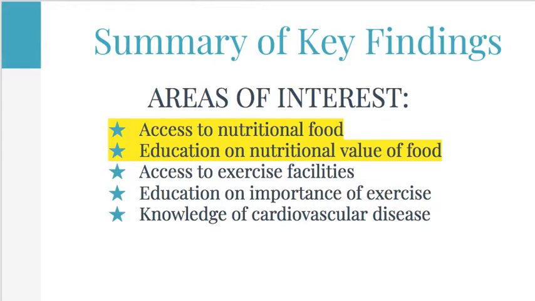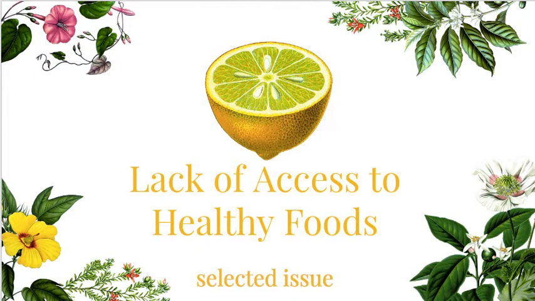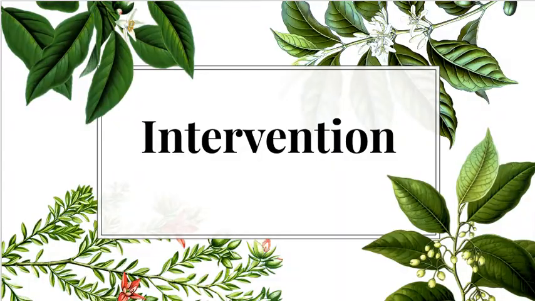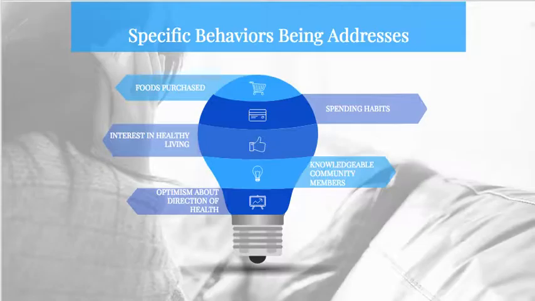So again, from these key findings, I really decided to zoom in on access and education pertaining to nutritional food. So this is the issue I selected: lack of access to healthy foods. So next I'm going to move into my intervention plan. So the specific behaviors I wanted to address in my intervention were the foods that community members are purchasing, their spending habits, their interest in healthy living overall, to ameliorate their knowledge, and to increase optimism about the health of the community.